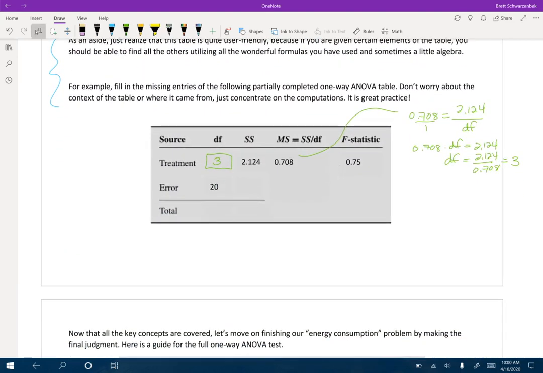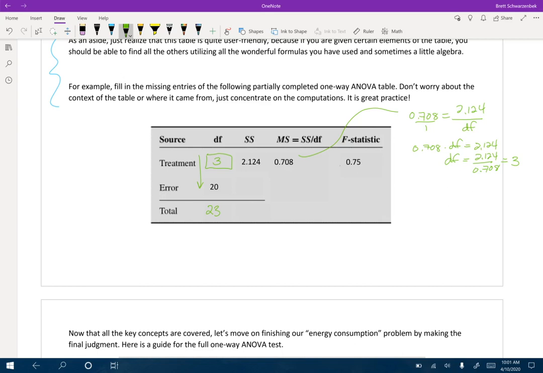Once you get one of these values, then there's sort of a chain reaction. For example, we now know both of these degrees of freedom, which means the total degrees of freedom for our problem is going to be 23. So what's next? Well, it looks like the first row is good, but we really don't have anything in the second row. So there might be a new strategy to figuring this out.